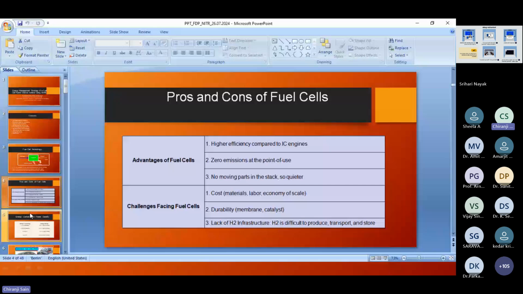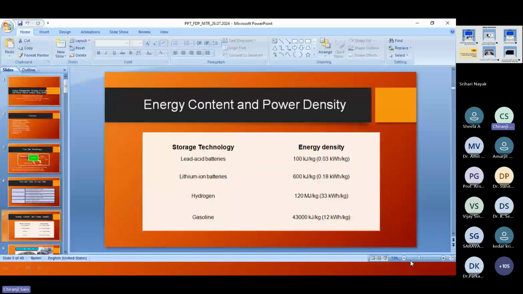Yeah, I feel this screen is observable, na?